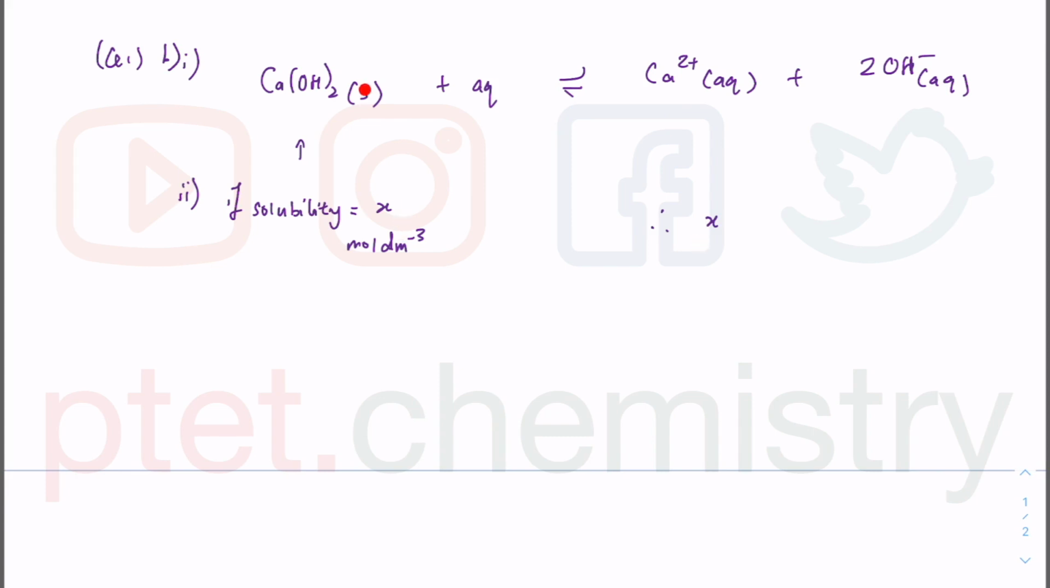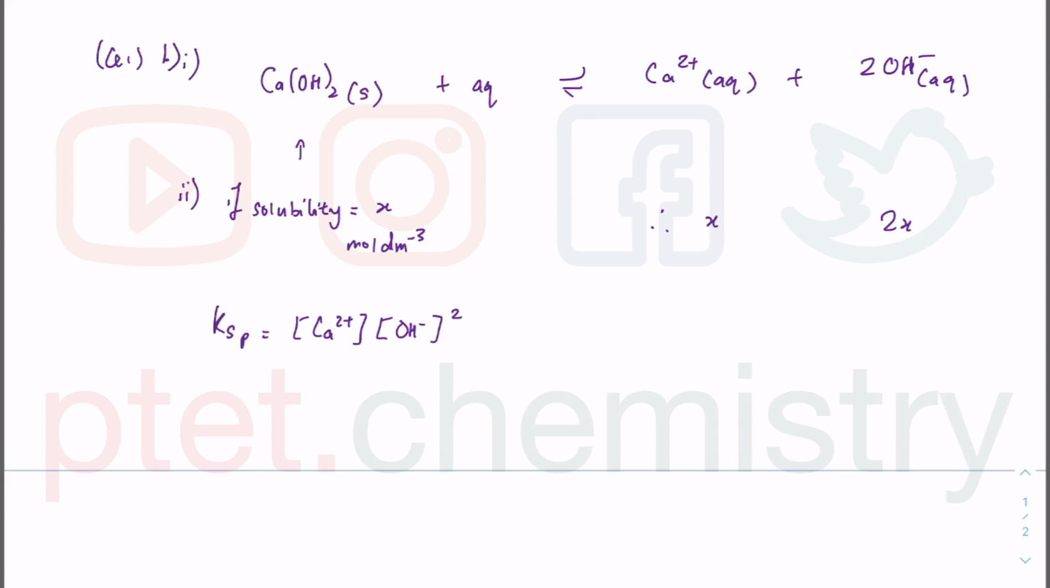And this one, 1 mole of these gives me 2 moles of these. So x mole of these dissolve in 1 dm³ to give me 2x mole of hydroxide. So ultimately, Ksp is equal to the calcium 2+ concentration to the power of 1, because the number in front of the balanced equation is 1, multiplied by the OH⁻ squared, because the power to which you raise the concentration is the stoichiometric number in front of the balanced equation.